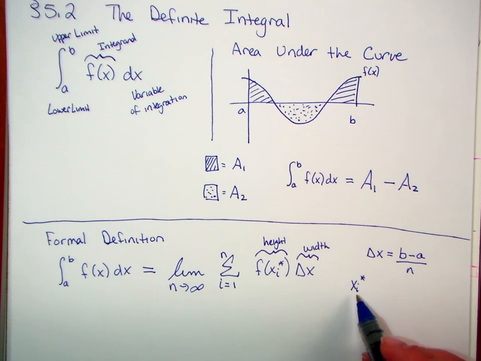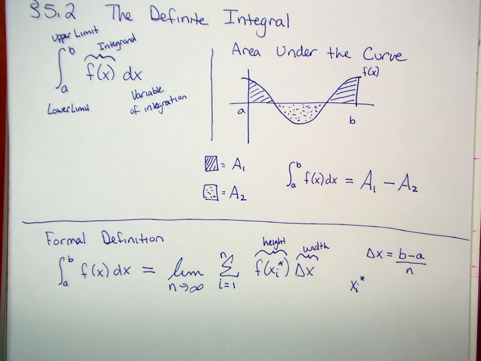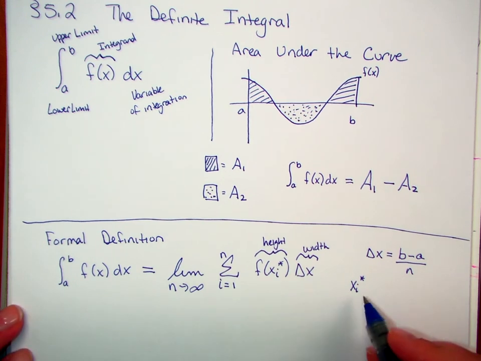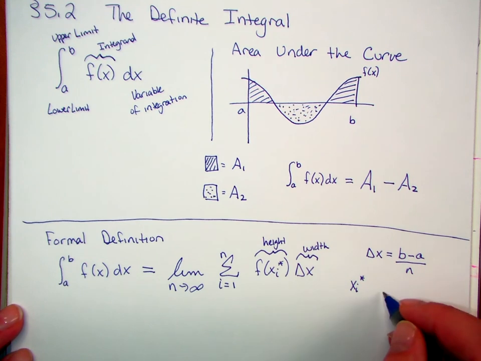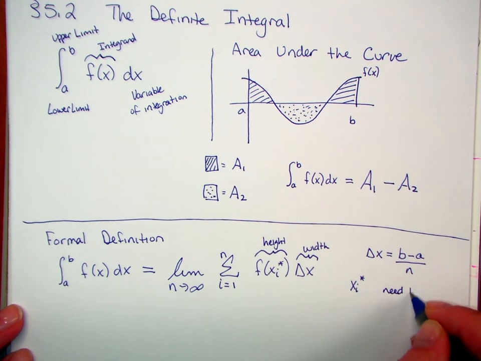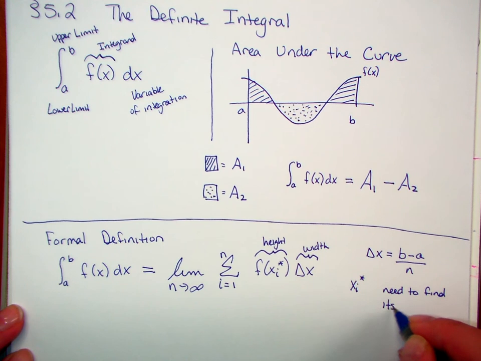When we're using an infinite number of rectangles, the small difference between the left endpoint, the right endpoint, and the midpoint is really negligible. So we're going to have to find a formula for x sub i star when we use this formal definition. We're always going to have to find its formula.